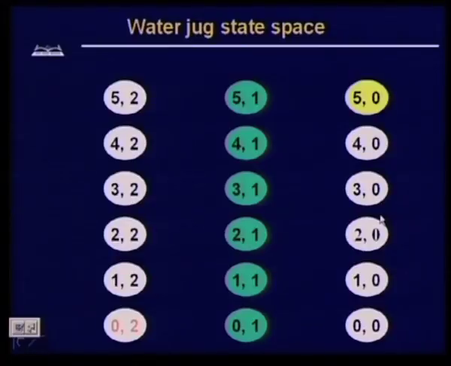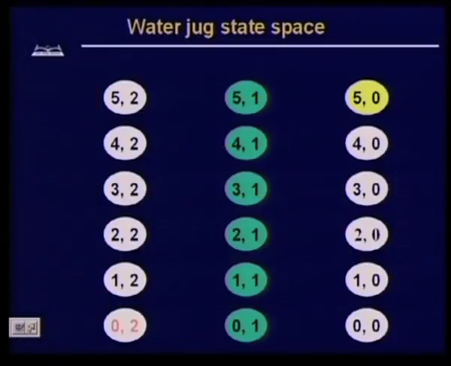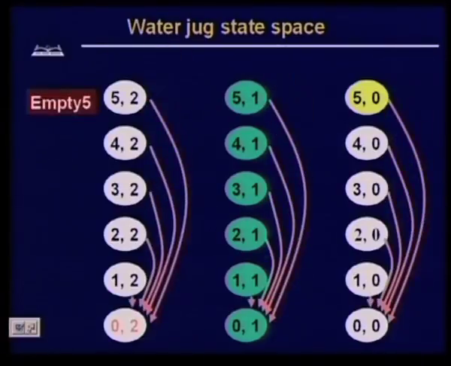Now, let us see how, from this state space, we have to find the solution from the starting state to a goal state. So, let us see how we can do that. So, this is the state space that we start with, and this yellow box is our starting state.